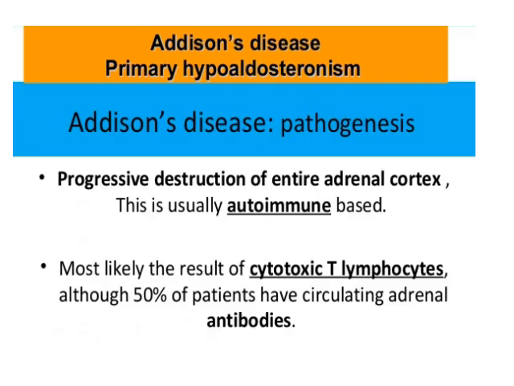Among primary hypoadrenalism, Addison's disease is also very important, and its pathogenesis is usually autoimmune in nature. There is progressive destruction of the entire adrenal cortex, and it is usually an autoimmune phenomenon, most likely the result of cytotoxic T lymphocytes. Fifty percent of the patients have circulating adrenal autoantibodies when measured in circulation.